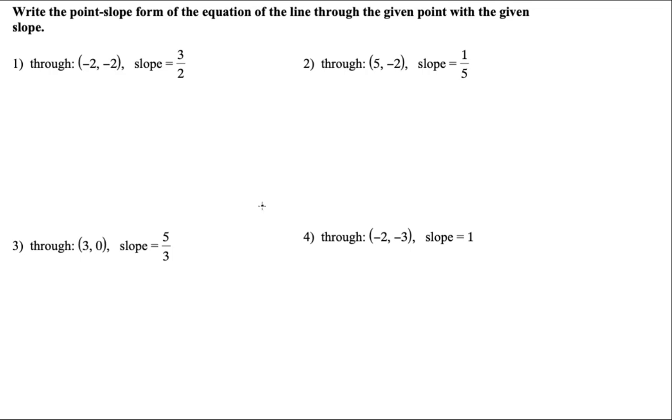All right. So these first four problems are all asking us to write the equation in point slope form. And so we know that point slope form is, I'll write it here, y minus y1 equals m times x minus x1.